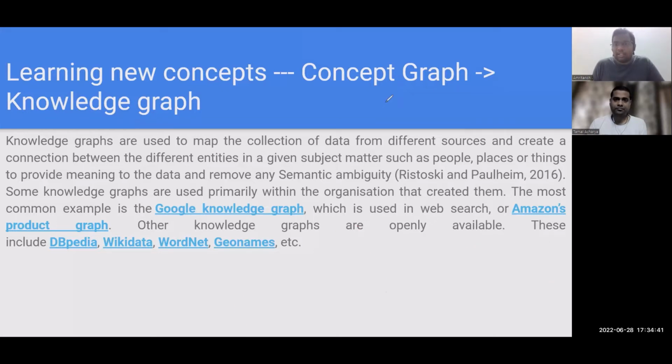And the good part is that these large companies are utilizing this. Google uses a knowledge graph, which is used primarily in your web search. Amazon has its own product graphs. Now, of course, these are internal. You will not get access to these things. The other knowledge graphs which are openly available are DBpedia, Wikidata, WordNet, GeoNames, right? So I will really implore everyone to have a look at these to get a sense of what we are talking about. And we will try to explain why this is important, what could be examples, and what language type we might even have to deal with while dealing with knowledge graphs.